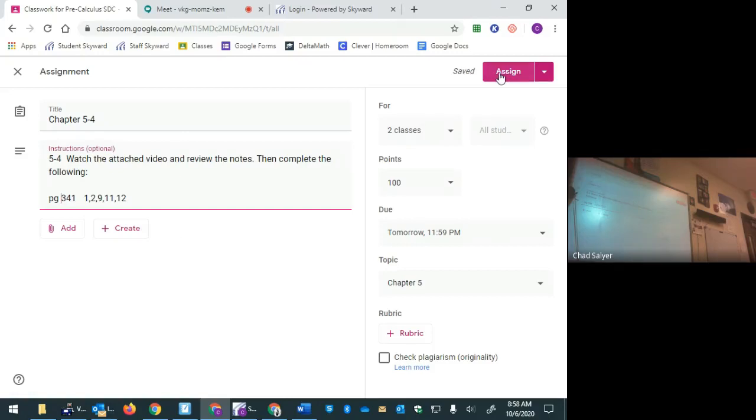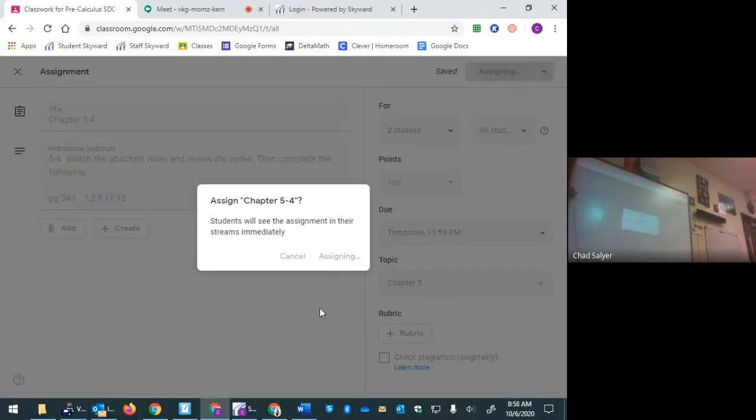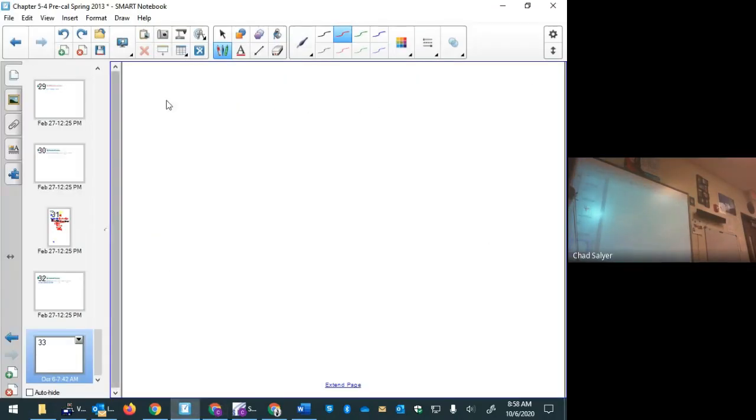It's page 341, 1, 2, 9, 11, 12. So 5 problems. Try not to overburden him. All right, so first of all, here's the assignment again.